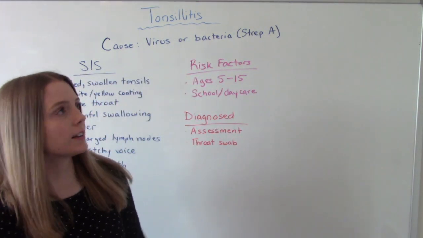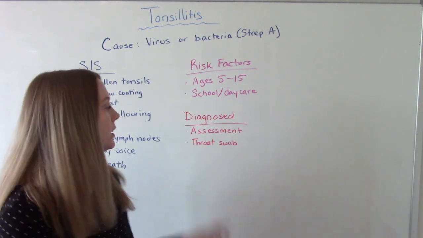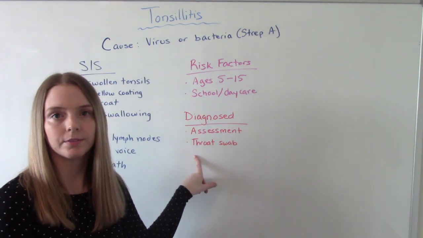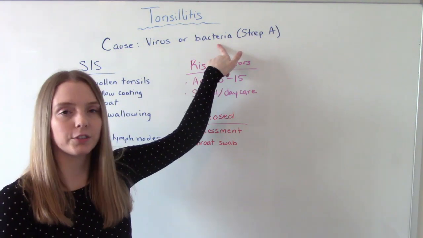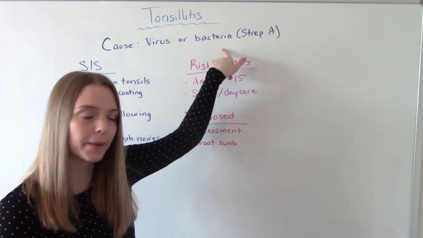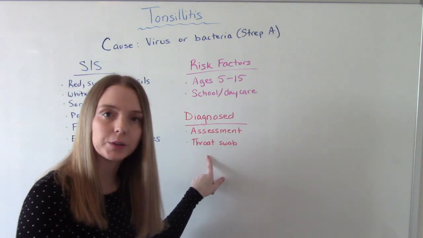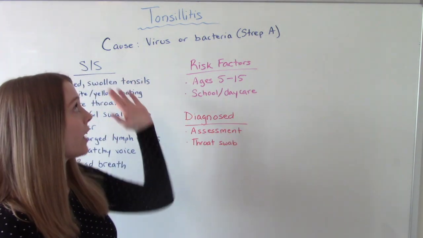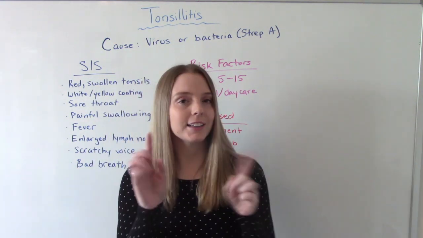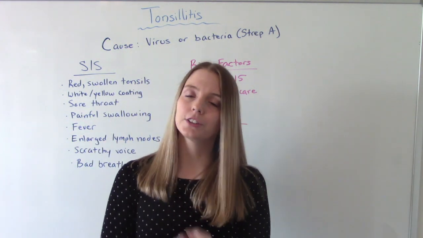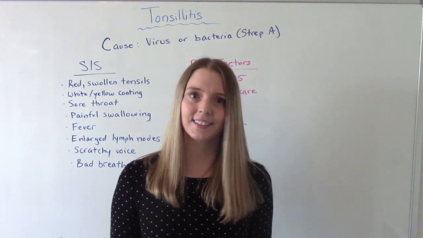And if we want to know, is this viral? Is this bacterial? Then we're going to do a throat swab. When we do the throat swab, what we're looking for is for it to come back positive for strep A. If it does, then we're going to know how to treat that specifically, because if it's viral, we have to treat it differently than if it's bacterial. So actually, let's talk about the nurse's job and how we treat this.